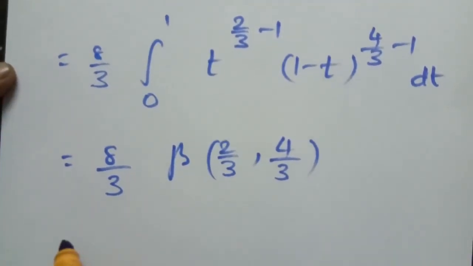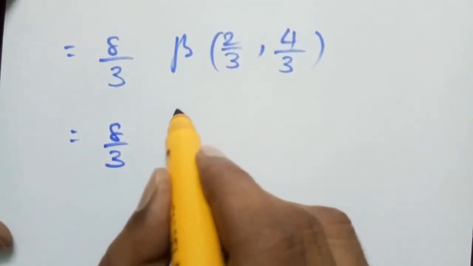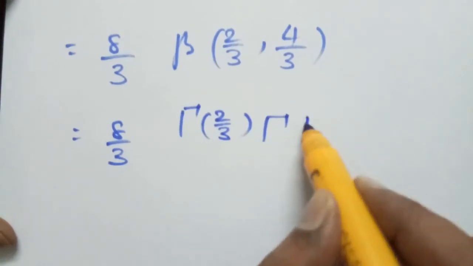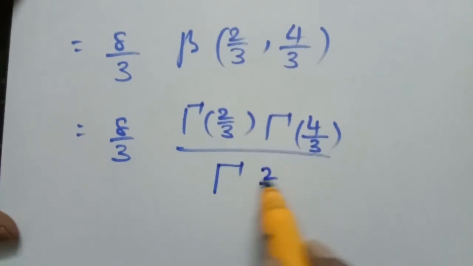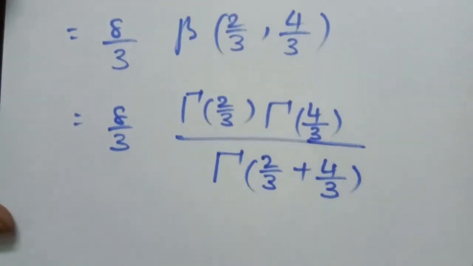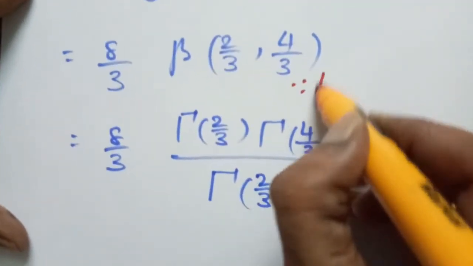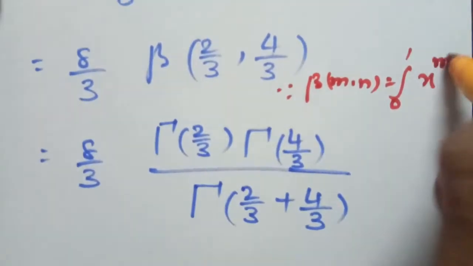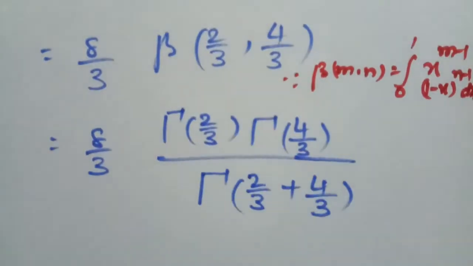By the definition of beta function, and again the relation between beta and gamma function, this can be written as gamma 2 by 3 into gamma 4 by 3 by gamma of m plus n, 2 by 3 plus 4 by 3. So here we used two formulas. One is beta m comma n is equal to integral 0 to 1 x power m minus 1 into (1 minus x) whole power n minus 1 dx. This is one formula.